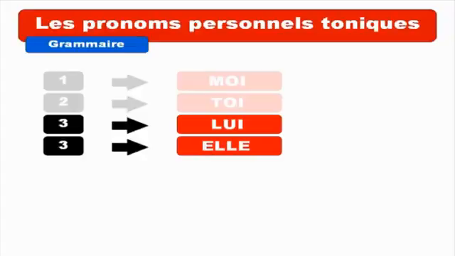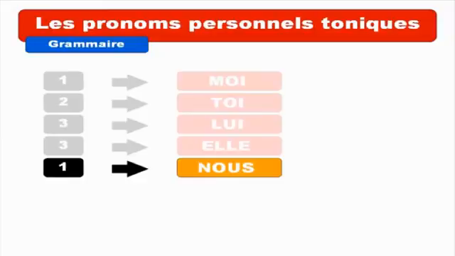Third person. So we've got, as usual, the difference between the masculine form and the feminine form. So masculine form, it's lui. Okay. So U plus I gives you this lui. All right. And then for the feminine form, it's quite easy because it's the same as les pronoms personnels sujets. It's elle. Okay. So feminine form, elle. Repeat. Elle. Alright. And then you've got nous.